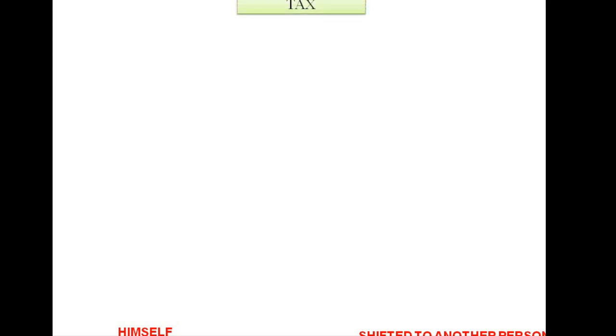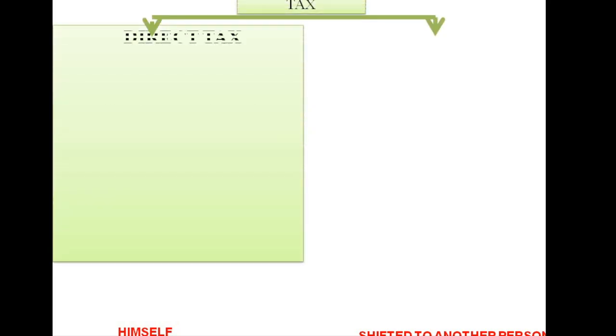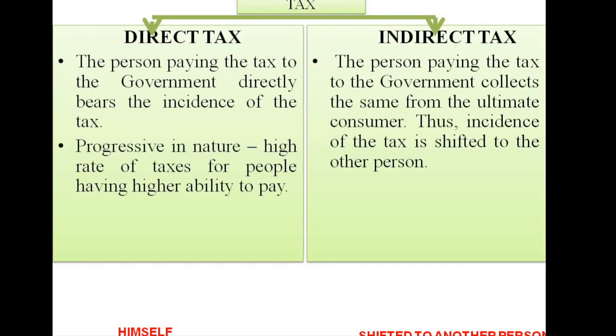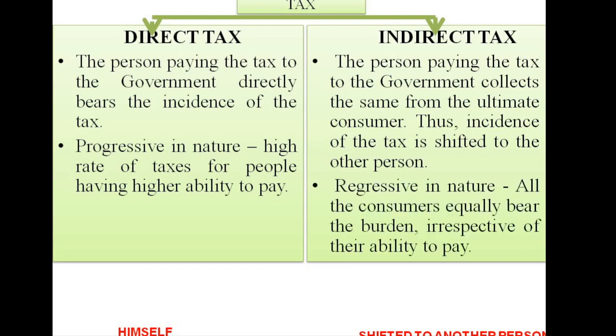Now there are two types of taxes. One is direct tax and another one is indirect tax. Now see, direct tax, the name itself says it: the person paying the tax to the government directly bears the incidence of the tax. So this is progressive in nature, with high rates of taxes for people having higher ability to pay. Indirect taxes, the person paying the taxes to the government collects the same from the ultimate consumer. Thus, the incidence of the tax is shifted to the other person.